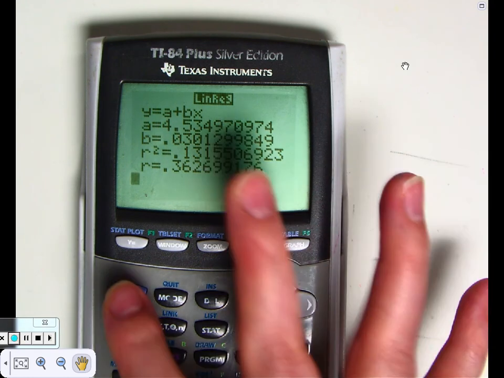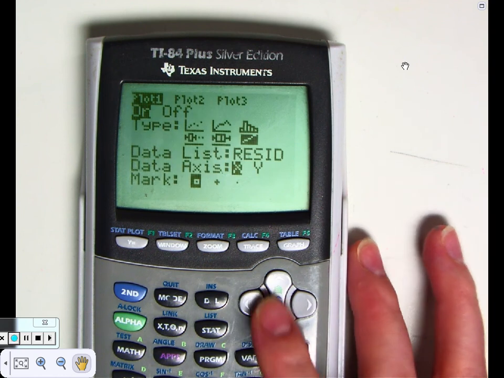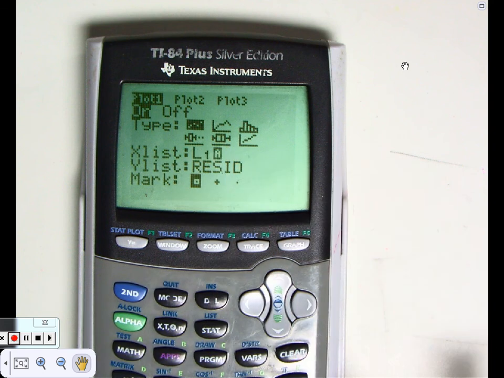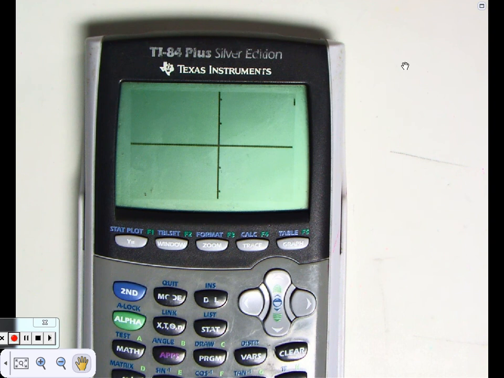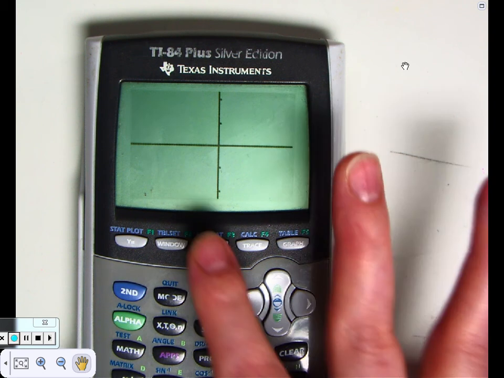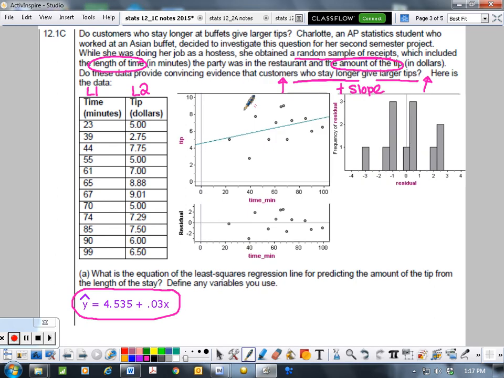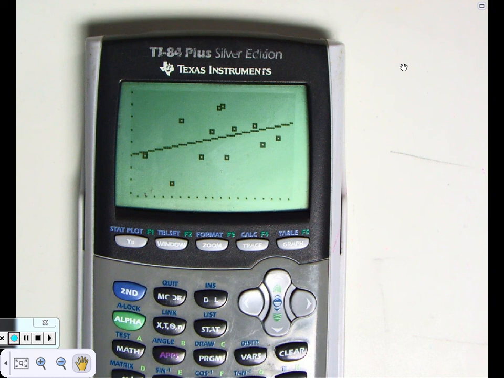But for our purposes of conditions, we're going to want to check all of our graphs. So I'm going to go ahead and second stat plot. We're going to do just the scatter plot with L1 and L2, graph and zoom 9. So now we can see the scatter plot and we get an idea, and then we sketch that out on our paper, which we already have right here sketched out for us because I took a snapshot of that from a computer.